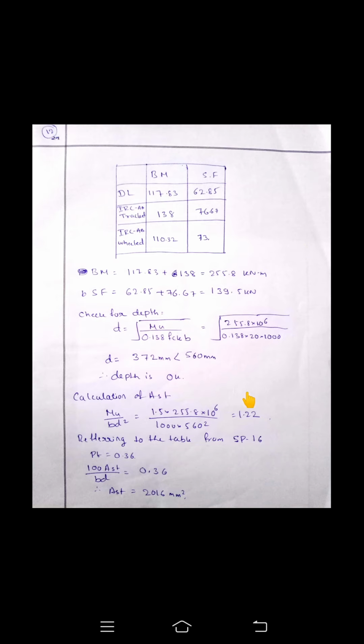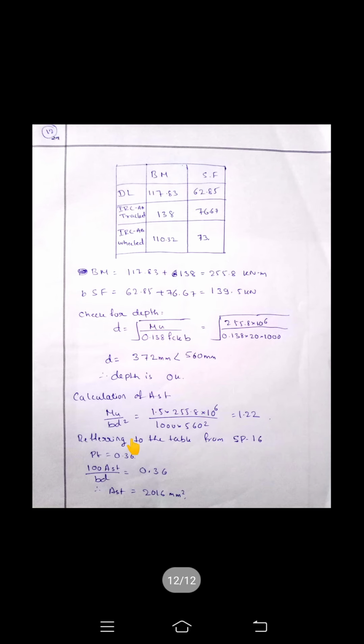Okay, first step in the design, we are going to check the depth of the slab or deck slab. So whether this slab, whatever we are going to design, is of sufficient depth or not. For Fe415 steel, Mu equals 0.138 fck b d square. So d is equal to the square root of Mu divided by 0.138 fck b. Mu 255.8 into 10 raised to 6, 0.138 fck 20 into 1000. So our d is 372, but how much have we provided? 560. So the depth provided is sufficient, which means it is okay.